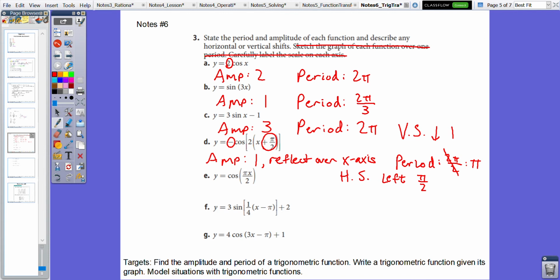For part E, y equals cosine of pi times x divided by 2. Okay, so no coefficient on the cosine. That means that our amplitude is just plain old 1. It's not negative either because there's no negative sign there. So we can just leave it as 1. There's no reflection. There is no coefficient outside the parentheses, so our period is going to change here. I apologize.